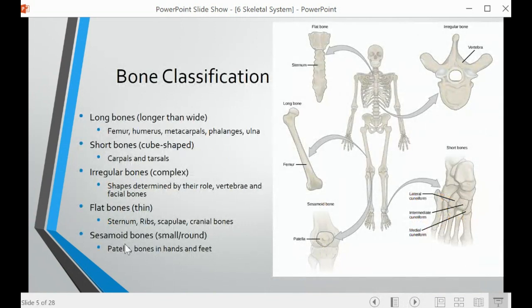Okay. So let's talk about these different bones. They are bones that are classified based on their shapes. Okay. So we have these long bones. They are longer than they are wide. Some examples would be the femur, which is right here in the leg, the humerus, which is right here in your arm, the metacarpals. Metacarpals are going to be the bones right here in the palm of your hand, the phalanges, which are the fingers, and also the toes, and your ulna. Right? And so the ulna is right here on the pinky side.